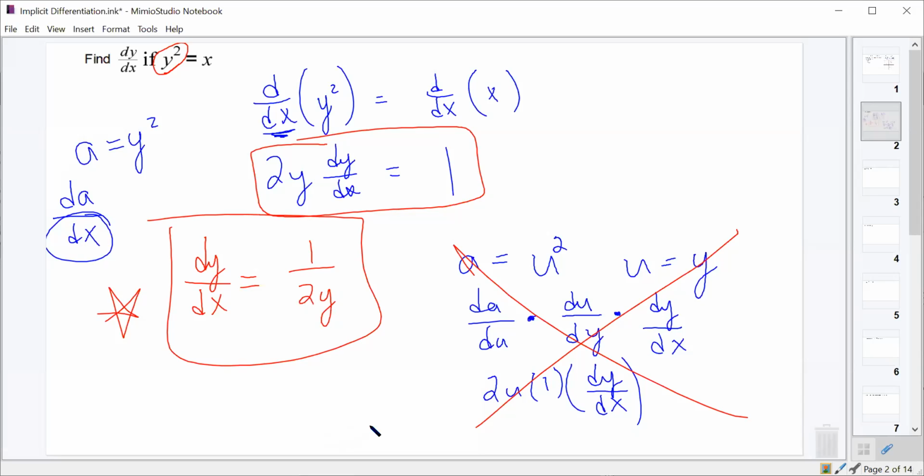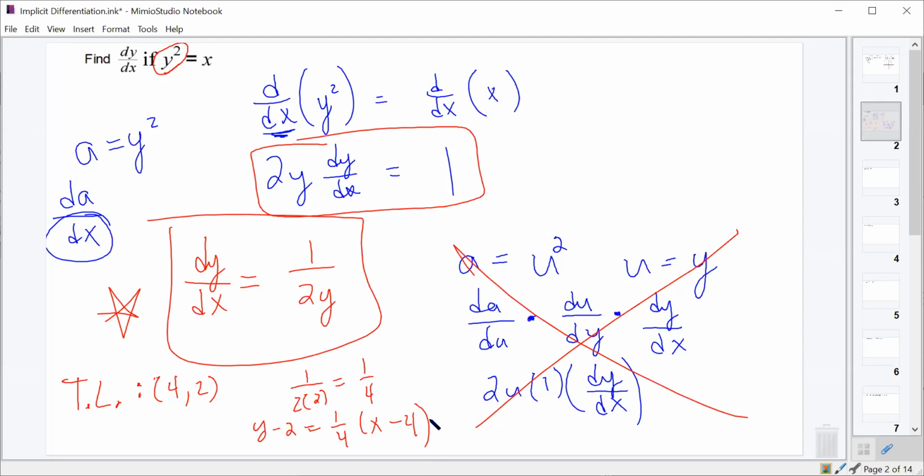That's okay. If we wanted to know, let's say, what was the equation of the tangent line at the point, what's a good point that's on this equation? 4, 2. All right, great. How would I find the slope? The slope would be 1 over 2 times 2, which would be 1/4. And so it should come out to be y minus 2 equals 1/4 times x minus 4.